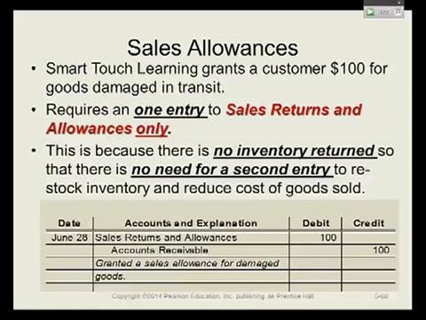So what will happen is if you call up Smart Touch and you tell them that the item came damaged or scratched slightly, there is an allowance of 100. You don't return the good. You notice that we're crediting, that's where the term comes from, they're crediting your account. So we're going to debit the sales returns and allowances on June 28th, and we're going to credit the accounts receivable.